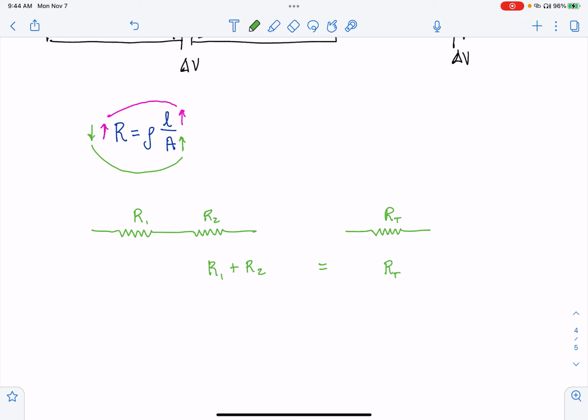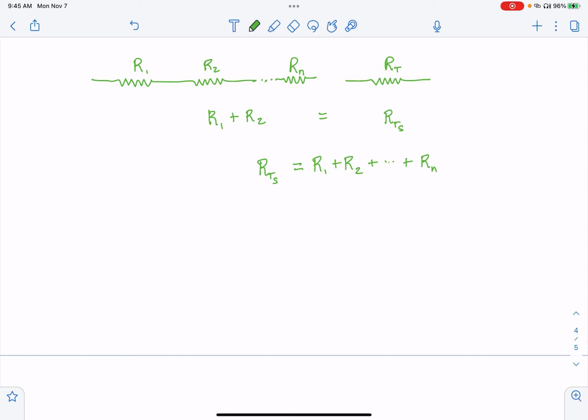I'm going to put an S here for total in series, and I'm just going to say it equals R sub 1 plus R sub 2. Now, if we keep adding resistors, then this will be plus dot dot dot plus R sub n. So if I added another resistor, R sub n, it will deal with all resistors in series. It's not just going to be R1 plus R2 and that's all.